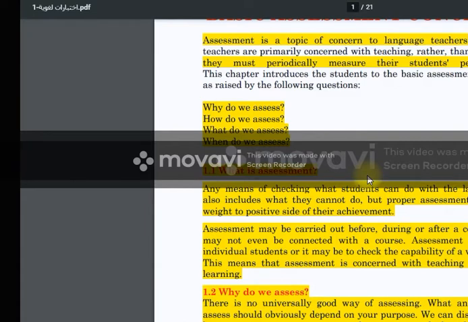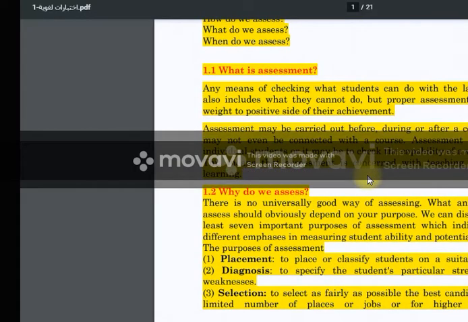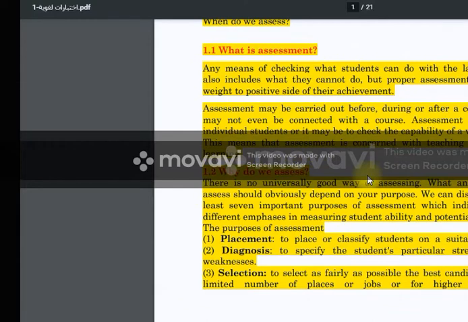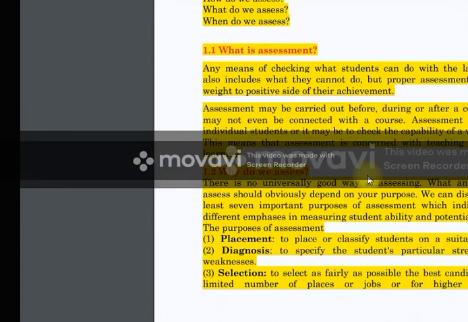For example, when I teach you grammar, I have to assess your knowledge related to grammar. When I teach you reading comprehension, my assessments should be related to teaching the reading skill. And what type of reading? Reading comprehension. Okay, that is meant by assessment.